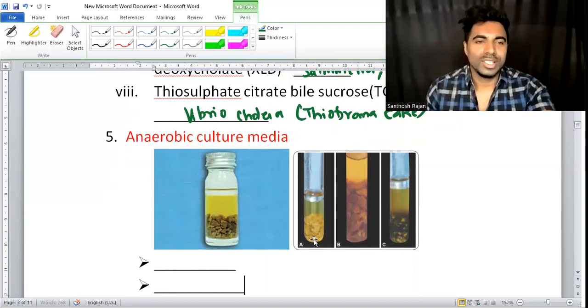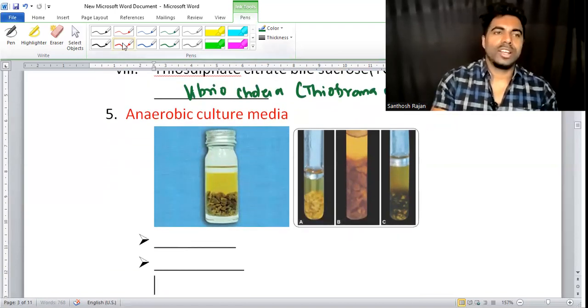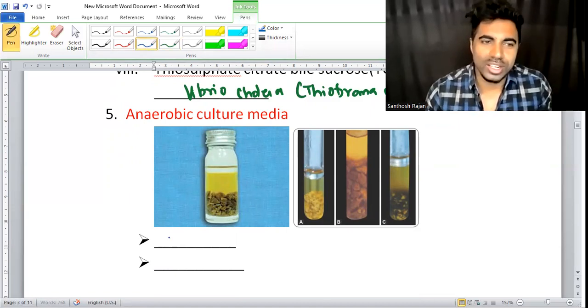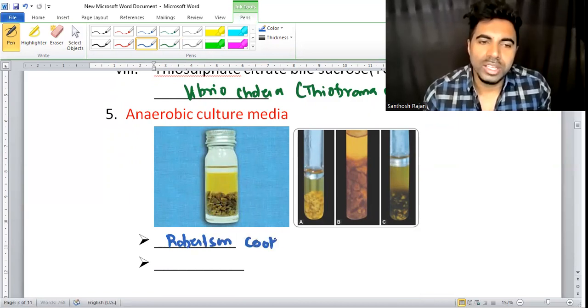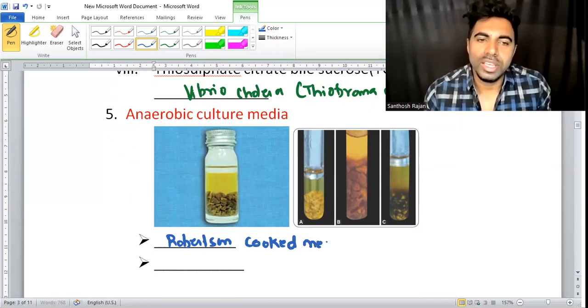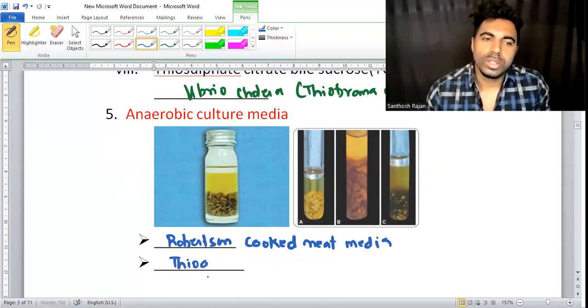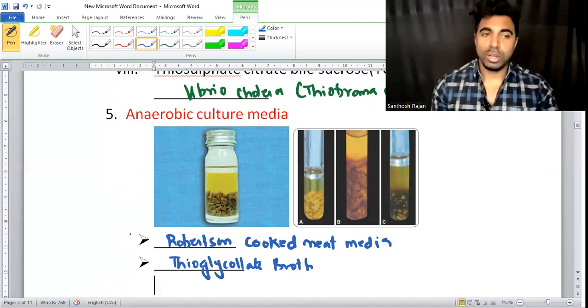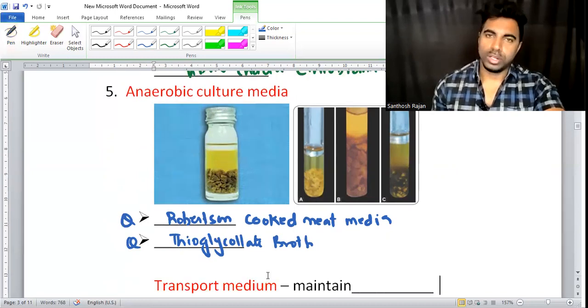Anaerobic culture media. So what is this anaerobic culture media? This is an expected question, definitely you should expect it. You already see the meat particles, so that is Robertson cooked meat media. And the other one is thioglycolate broth. This is for the anaerobes. We study anaerobic culture media in more detail later, but remember, Robertson cooked meat media is an anaerobic culture media, and thioglycolate broth is also an anaerobic culture media.